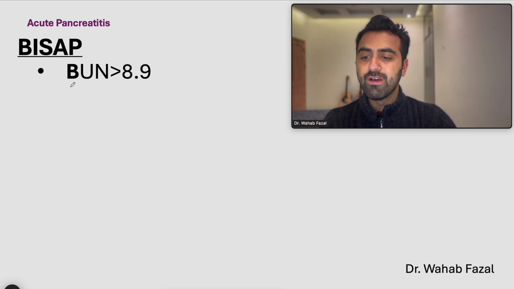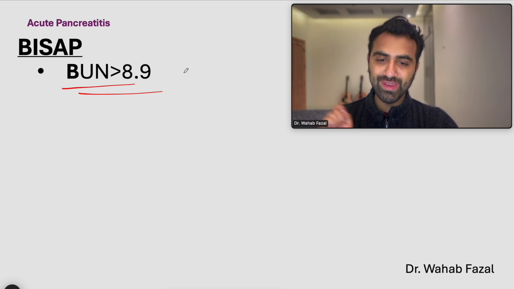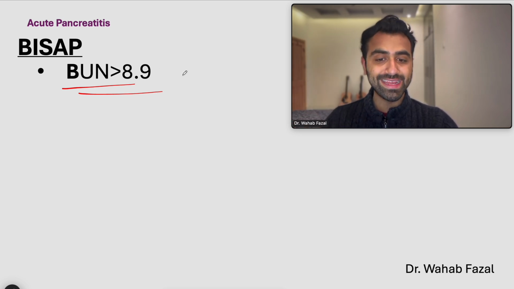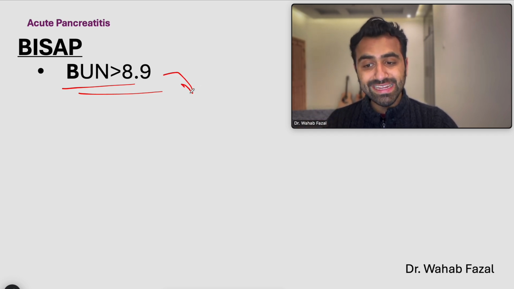So what do you have? Firstly, you have BUN greater than 1.9. What is BUN? BUN is blood urea nitrogen. When does your body retain it? Your body tries to retain it when your kidneys are not excreting it as much.